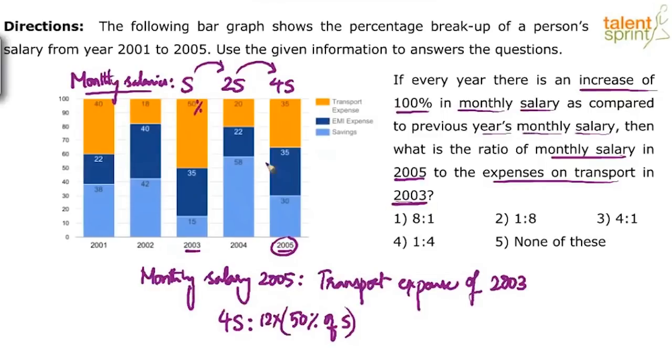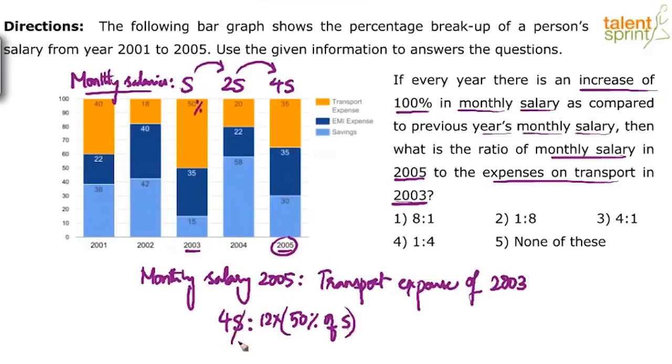Monthly salary in 2005, 4S as it is. The monthly salary in 2003 is S. So transport expenses will be 50% of S. But 50% of S is the per month transport expenses. He's asking us to find out the expense of transport in 2003, which means for the entire year. And for the entire year, you have to just multiply by 12. Whatever is monthly, multiply by 12 to get the yearly value. So 50% of S multiplied by 12. Or you can also do it the other way. If the monthly salary is S, yearly salary would be 12S. Yearly salary is 12S. And transport expense is 50% of yearly salary. So 50% of 12S. Which doesn't make any difference. Final answer would come out to be the same.